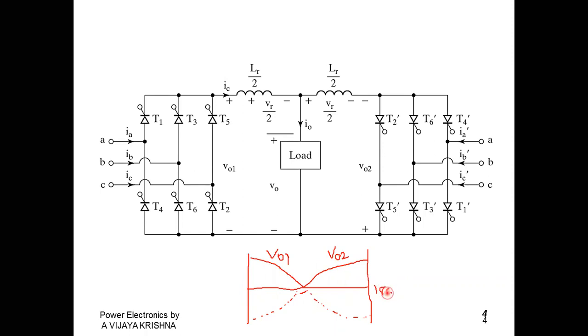Here the dotted lines are nothing but the inversion mode of operation, and the solid lines shown here in the upper waveform are the rectification. So the dotted lines are the inversion, and the solid lines are the rectification mode of operation. This is nothing but the ideal dual converter.